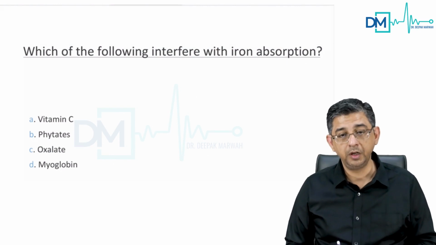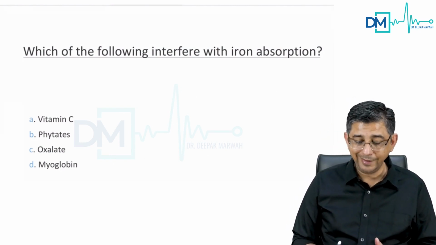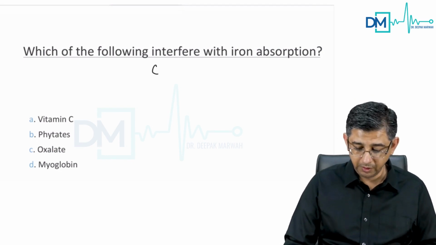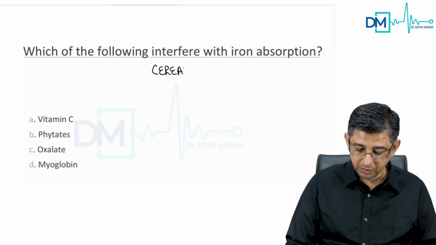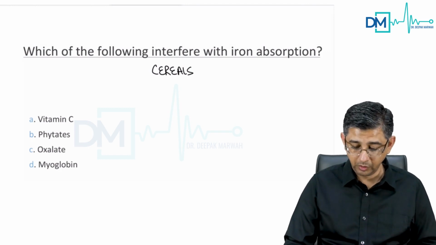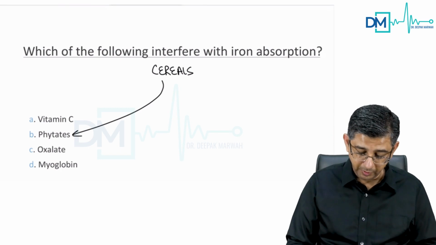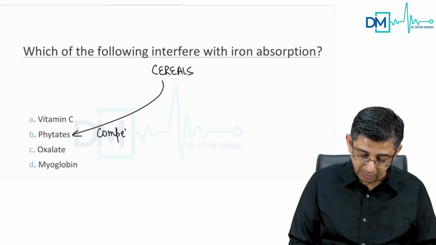Which of the following interfere with iron absorption? Well, we Indians are anemic as compared to Americans. Why? Because the food that we eat is mainly cereal based. And the cereals that we guys eat, they contain competitive inhibitors of iron absorption. The main competitive inhibitor of iron absorption that I want you to remember is phytate.